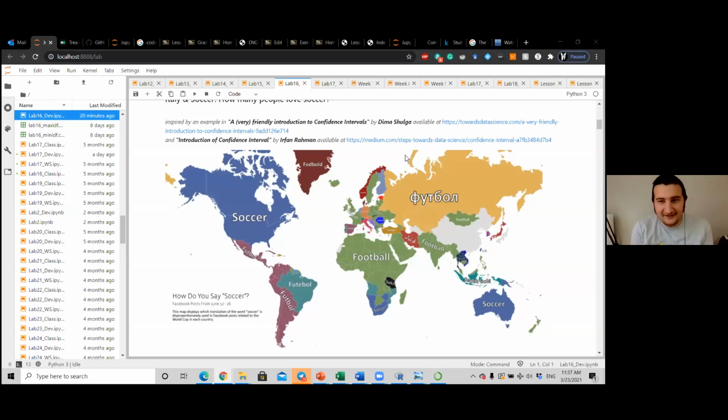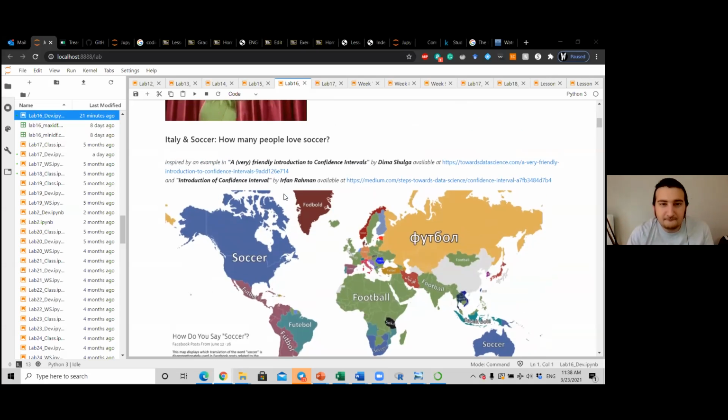So interestingly enough, most people in the world call the sport football, which is played with your foot and with a ball. The American football is quite different. But because we are dealing with a majority of American students, and I don't want to mess your brains over this, we are going to stick with the word soccer. So, the question is, how many people in Italy love soccer?